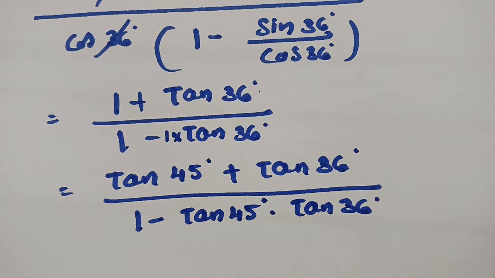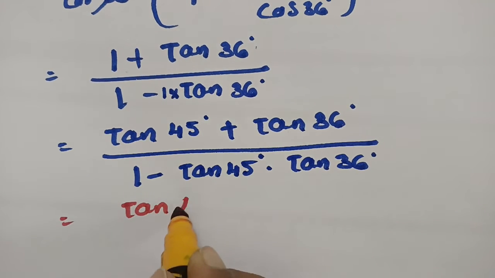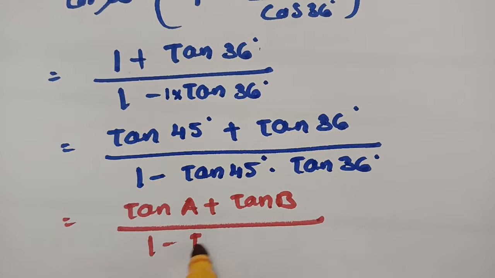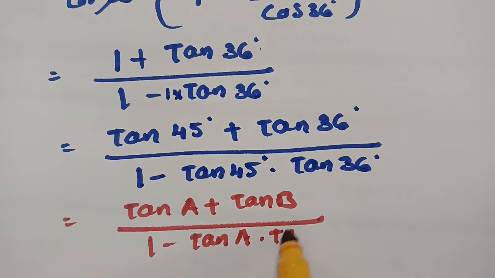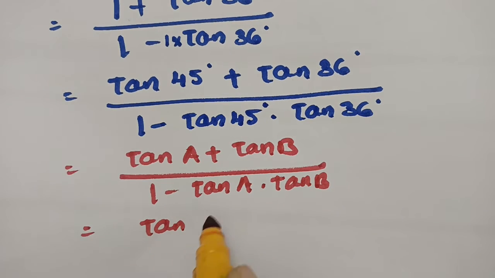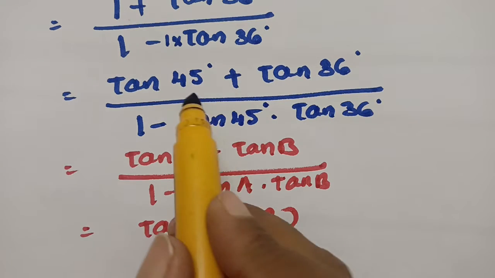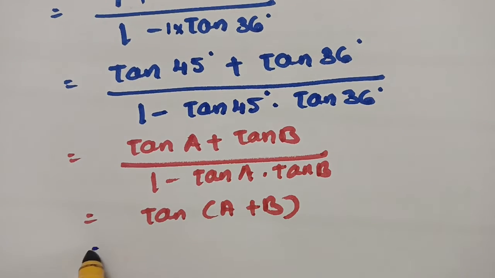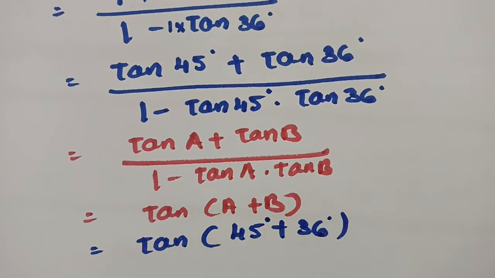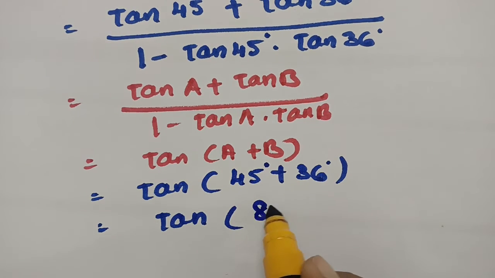So as you can see, this is of the form tan A plus tan B by 1 minus tan A into tan B. So what is the formula here? For this the formula is nothing but tan of A plus B. So what is A here? A value is 45. So I am writing this as tan of 45 degrees plus 36 degrees. So what is it? This value is tan of 81 degrees.